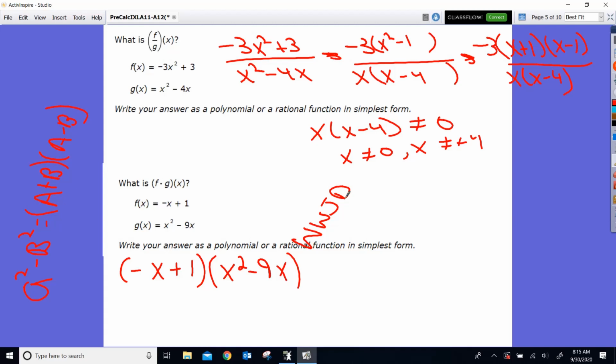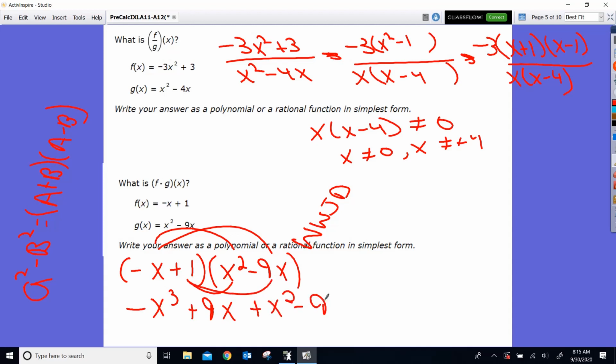Alright, so I saw you guys do this. That's your negative x cubed. I saw you do that. That's a plus 9x. Plus an x squared. Minus a 9x. Perhaps I screwed up somewhere. That's an x squared. Anyways, when you combine like terms, it's the x squareds that you've got to put together. How many are there? 10. Negative x cubed plus 10x squared minus 9x.